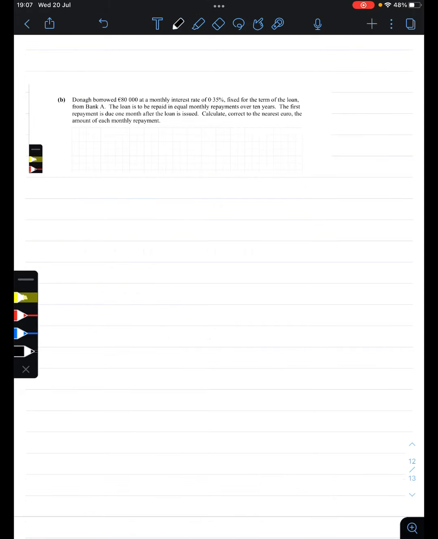Okay, so now we're going to look at part B of this question. Donna borrows 80,000 at a monthly interest rate of 0.35%. We picked Bank A, which is fixed for the term of the loan. The loan is to be repaid in equal monthly repayments over 10 years. The first repayment is due 1 month after the loan is issued. Calculate, correct to the nearest euro, the amount of each monthly repayment.